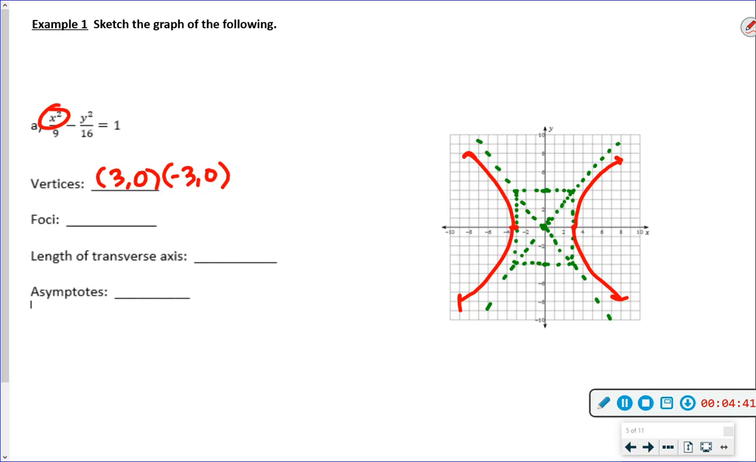Now, the length of the transverse axis is the length between your two vertices. So since it's horizontal, between our two vertices, 3 and -3, it's 6. I will do the foci in a minute.